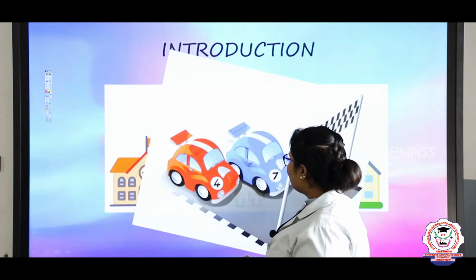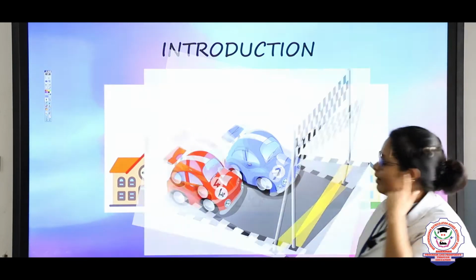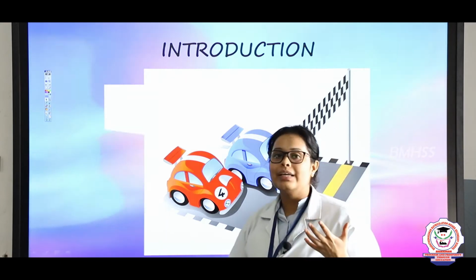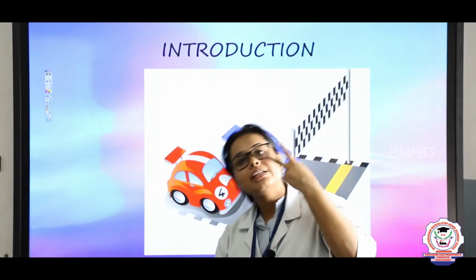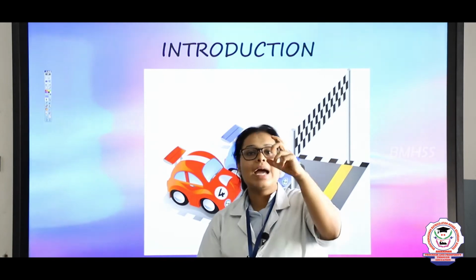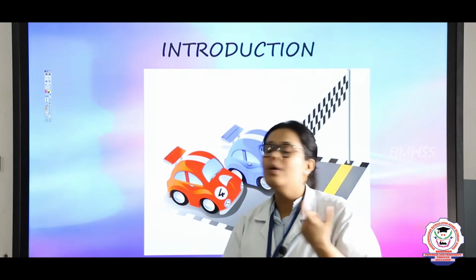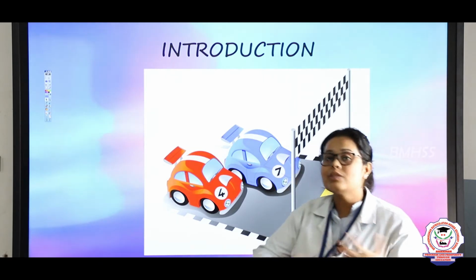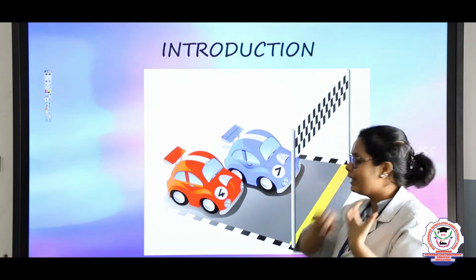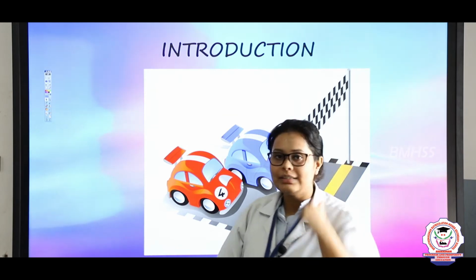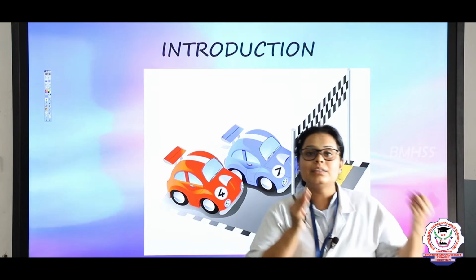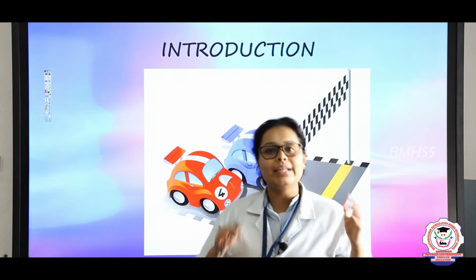And finally, there is a car race. Whenever the car race is taking place, you will see which one is coming first, which one is coming second. According to the time they will measure, right children? If they want to know how fast this car came, they will calculate the time using some kind of instrument, right? So these are the reasons why we need measurement in our daily life.